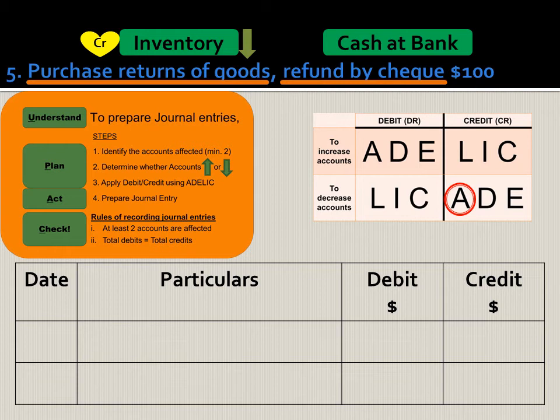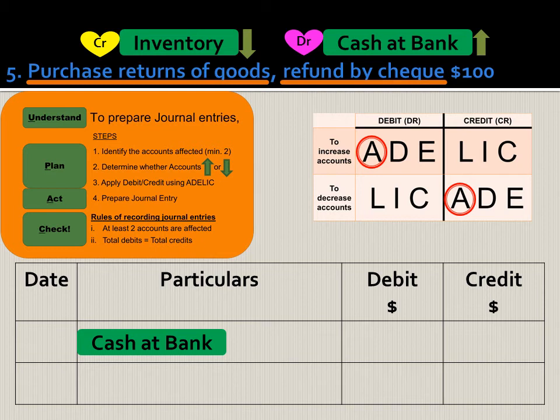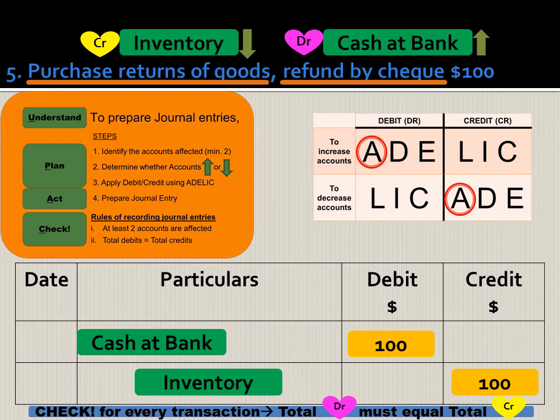When the business returns the goods, it is refunded with a check. Therefore, the business will have more money in the bank account. Cash at bank account will increase. To denote an increase in an asset account, we would need to debit that account. Step 4. Prepare the journal entry by recording the debit entry first, followed by the credit entry. Finally, we would check that we have not violated any rules of recording.